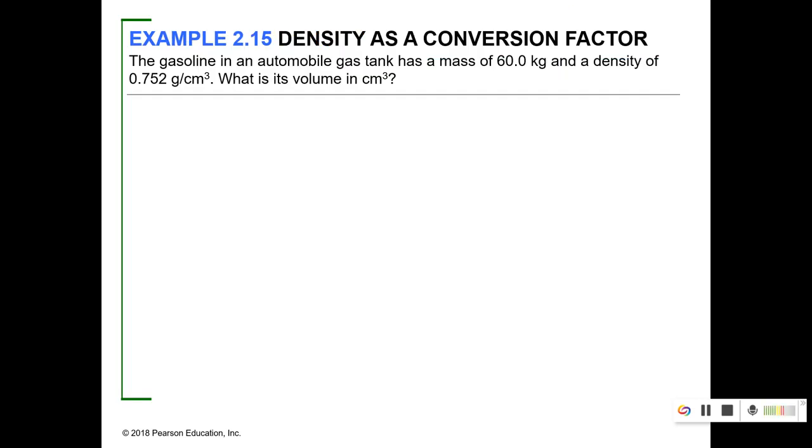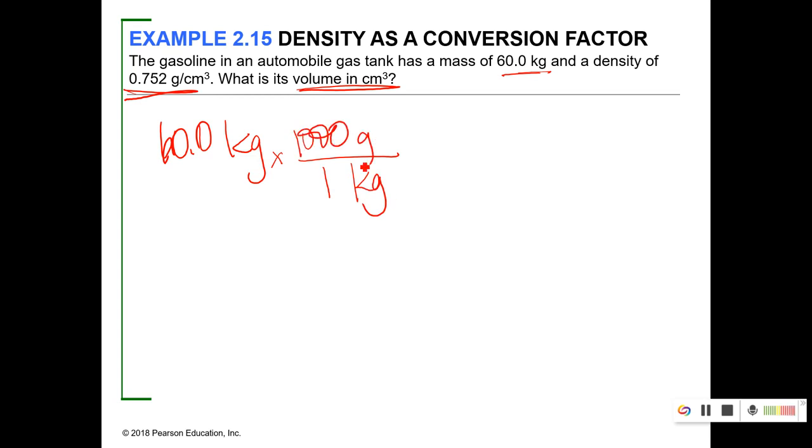Okay, so we've got 60 kilograms. They gave us a density and they want to know the volume. So I've got 60 kilograms. I got to get kilograms to grams, so a kilogram is 1,000 grams. And then I've got my grams per centimeter cubed. Again, 1 goes with the bottom unit.